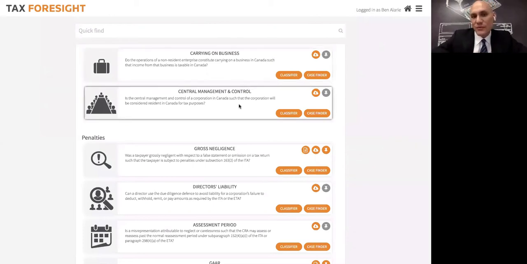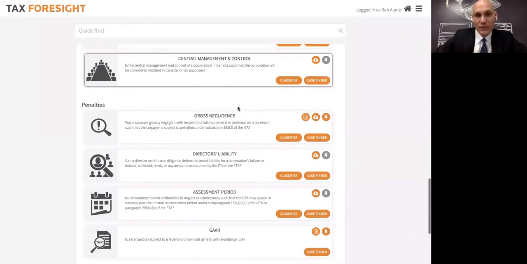Where is the central management and control of a company? Again, this is kind of the common law residency test for corporations, also relevant for trusts, given recent Supreme Court of Canada jurisprudence here. Where is a corporation being centrally managed and controlled from? This classifier and case finder will help you figure that out.